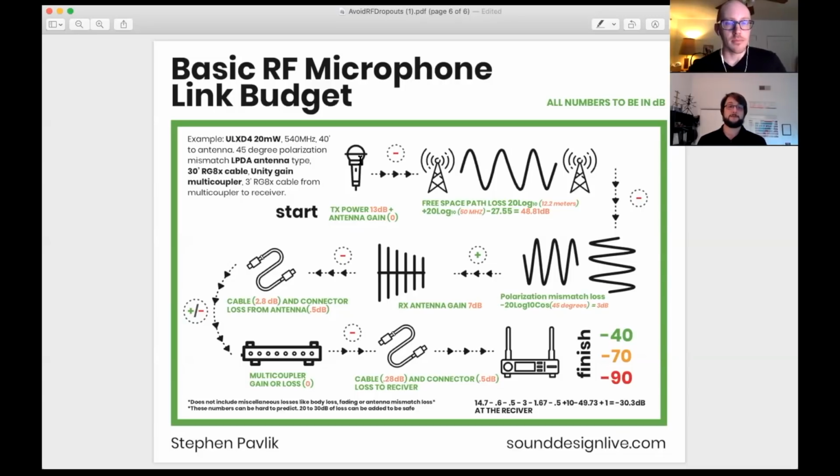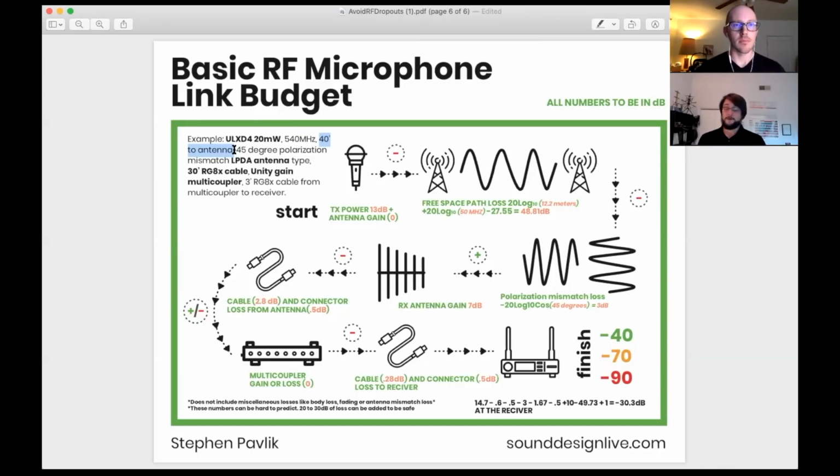And up here, I've put up a situation for us to go by. So we have the ULXD4 transmitter at 20 milliwatts, which is technically that microphone's high power mode. We were at 540 megahertz, which I chose because it's almost dead center of the spectrum we're allowed left in UHF, which is 470 to 608, not including guard bands and duplex gaps, which is something else we can talk about in other lessons coming up, maybe. And we have 40 feet. What that means is from antenna to antenna, from the microphone to the receive antenna. So that is our actual wireless link, 40 feet.